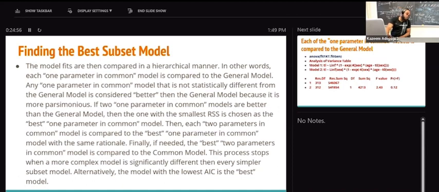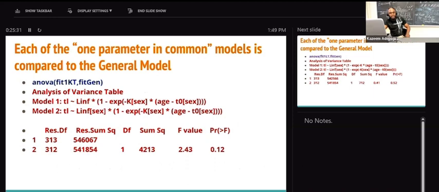Now, this is what we're going to do. When you fit all of them, how do we find the best subset model? We're actually going to go hierarchical. We're going to start comparing the general model, where they have separate parameters, with when they have one in common. Then I'm going to proceed to when they have two in common, and then when they have all of them in common. That's exactly what I'm going to do. I'm going to be using AIC, or I can use the ANOVA F test. Take a look at what I want to do here. What am I doing here?